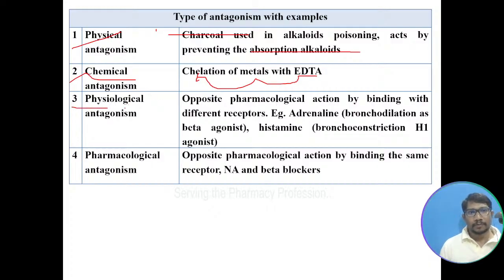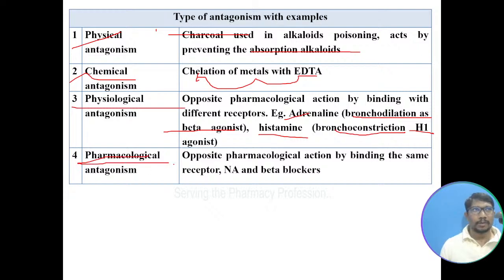What is physiological antagonism? Two agents produce the opposite effect by interacting with different receptors. Histamine and adrenaline is a classical example. Histamine produces bronchoconstriction by interacting with the H1 receptor. Adrenaline relieves the bronchoconstriction, means it produces bronchodilation by interacting with the beta-2 receptor. So they produce the opposite effect by interacting with different receptors. That is physiological antagonism.